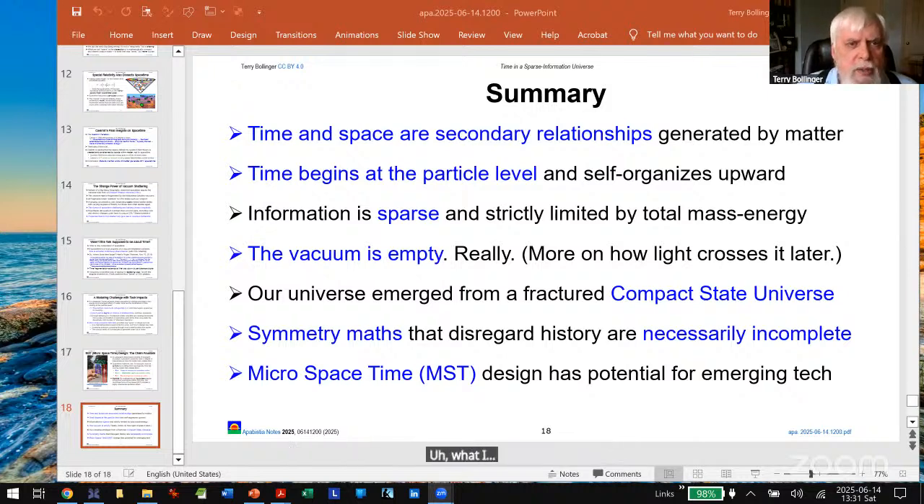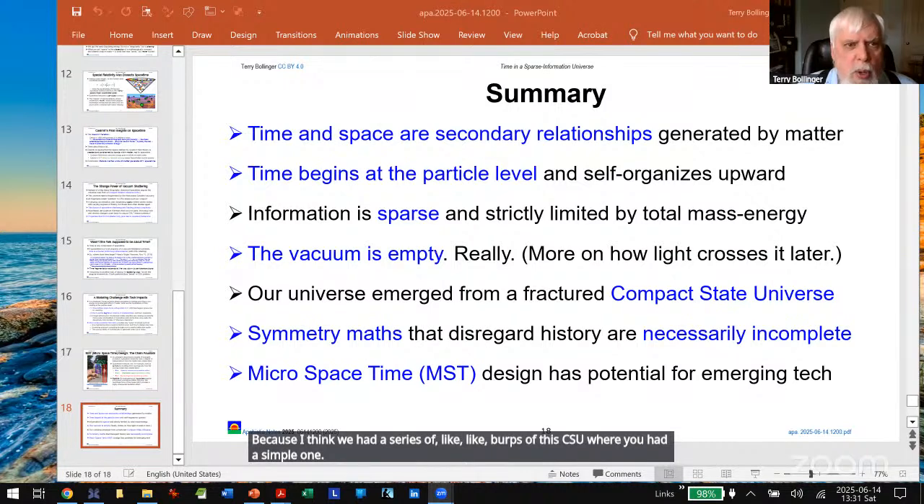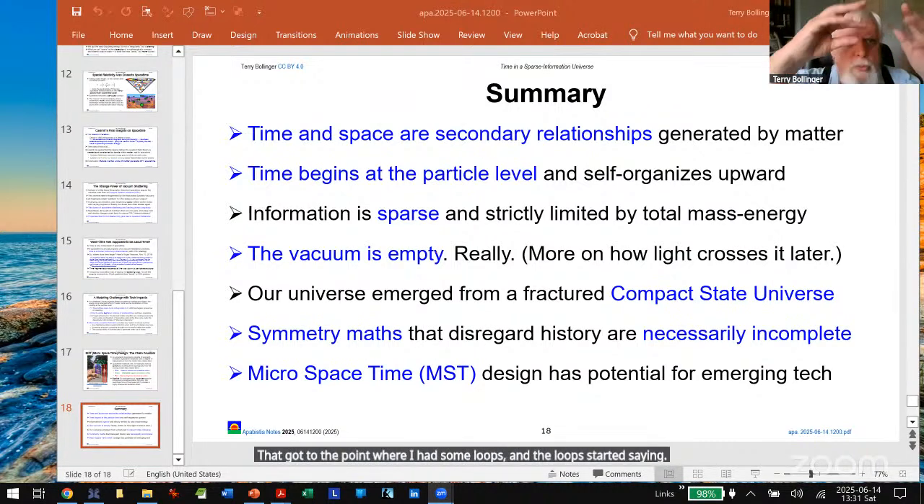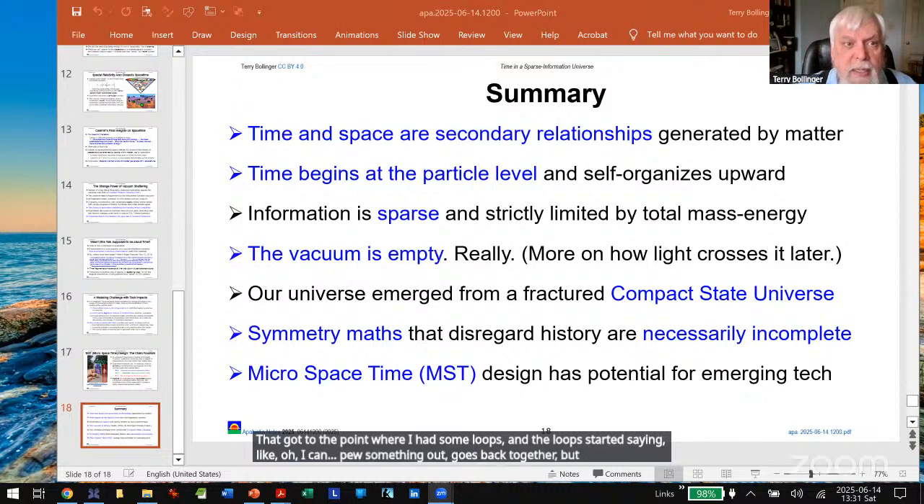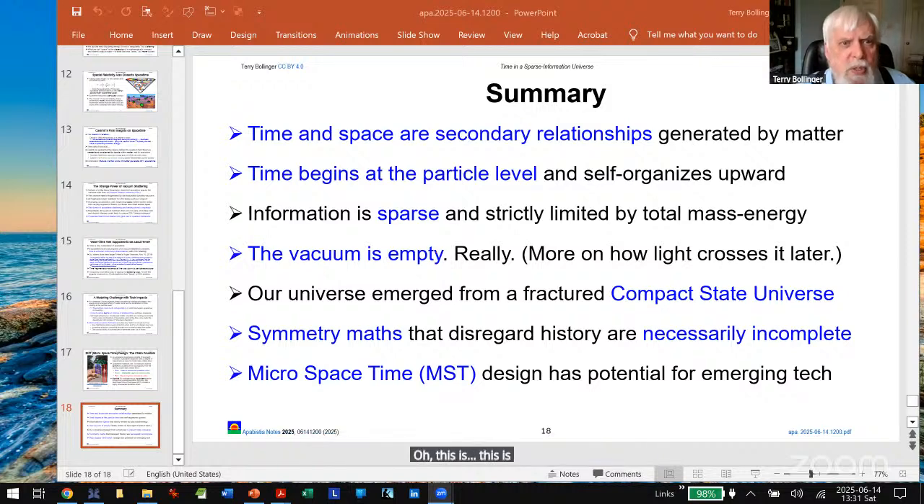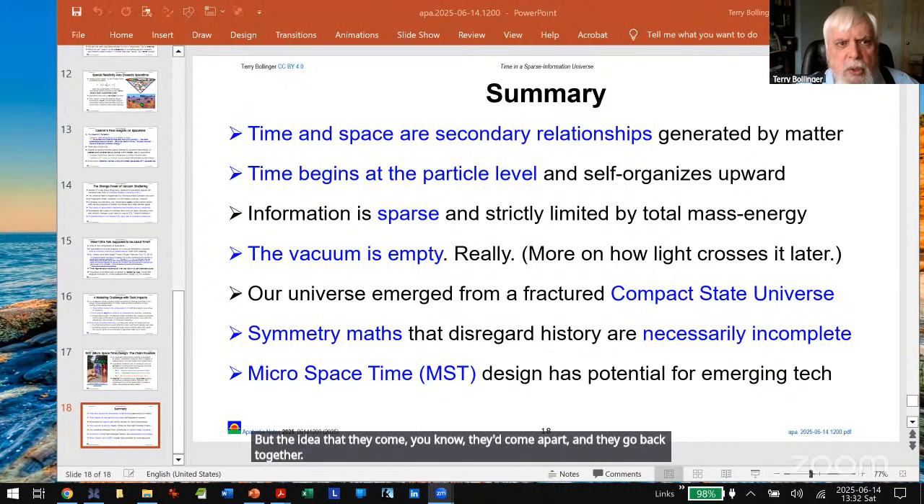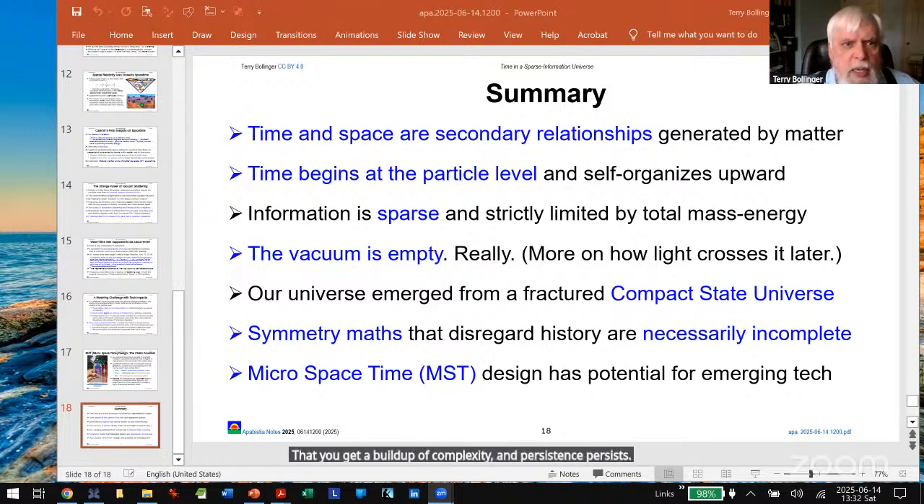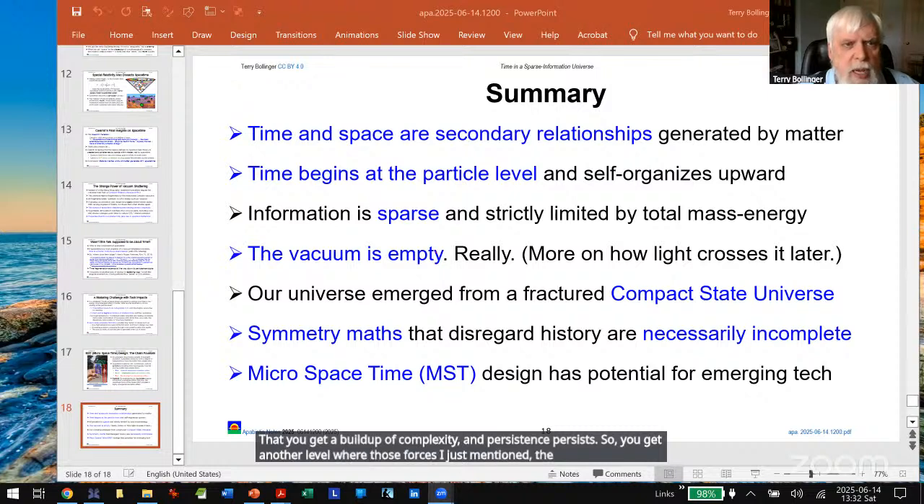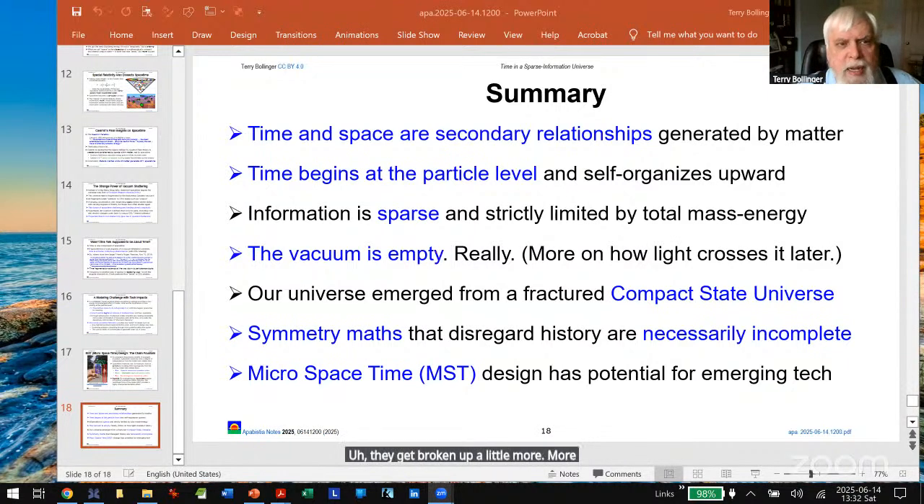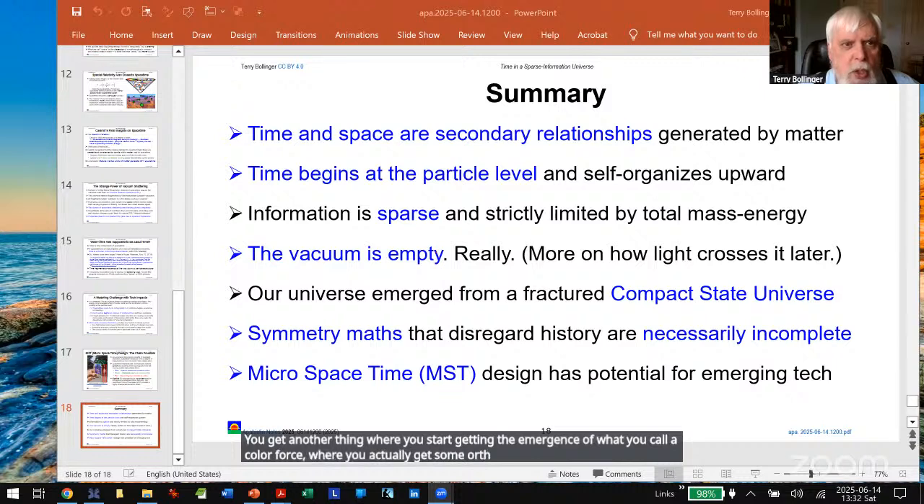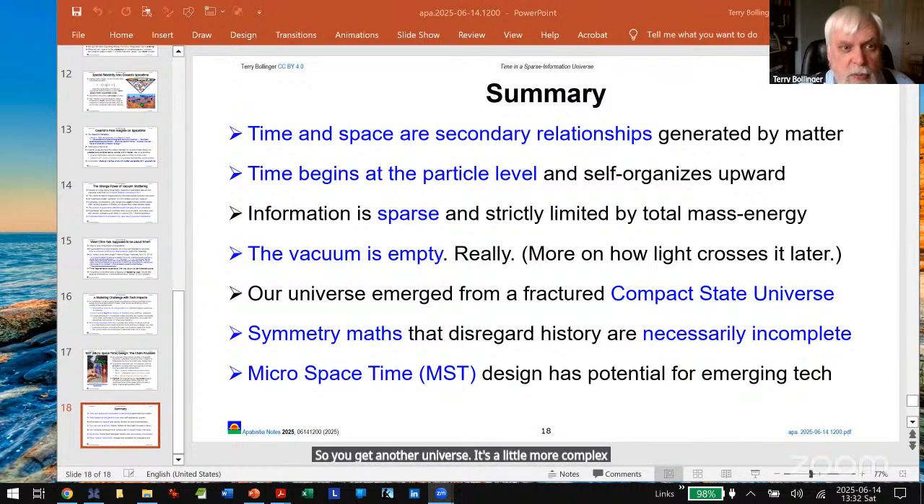This would just be a suspicion or hypothesis: I think we had a series of burps of this CSU, where you had a simple one that got to the point where it had some loops, and the loops started saying, oh, I can spew something out, it goes back together, but it doesn't completely lose this. I am following up on some of Penrose's ideas on this, by the way. But the idea is that they come apart and go back together, that you get a buildup of complexity, and persistence persists. So you get another level where those forces I just mentioned, the ones that allow something like a pion to exist, get broken up a little more, pairs form, more breakout points form. You get another thing where you start getting the emergence of what you call a color force, where you actually get some orthogonality there. So you get another universe.